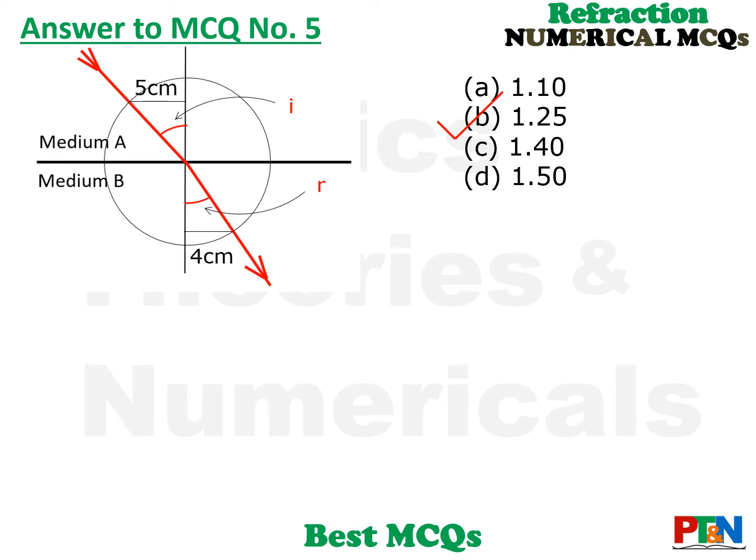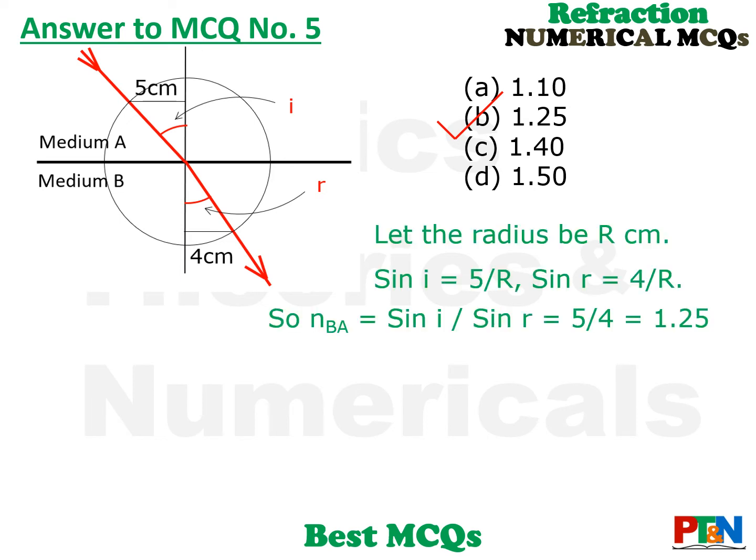The answer is 1.25. Now, you need to find out sin I by sin R. What is sin I? You look at the right angle triangle. That sin I will be the radius of the circle 5 divided by radius of the circle. That is sin I. And sin R will be 4 divided by radius of the circle. So sin I by sin R will be 5 by 4. That is 1.25.